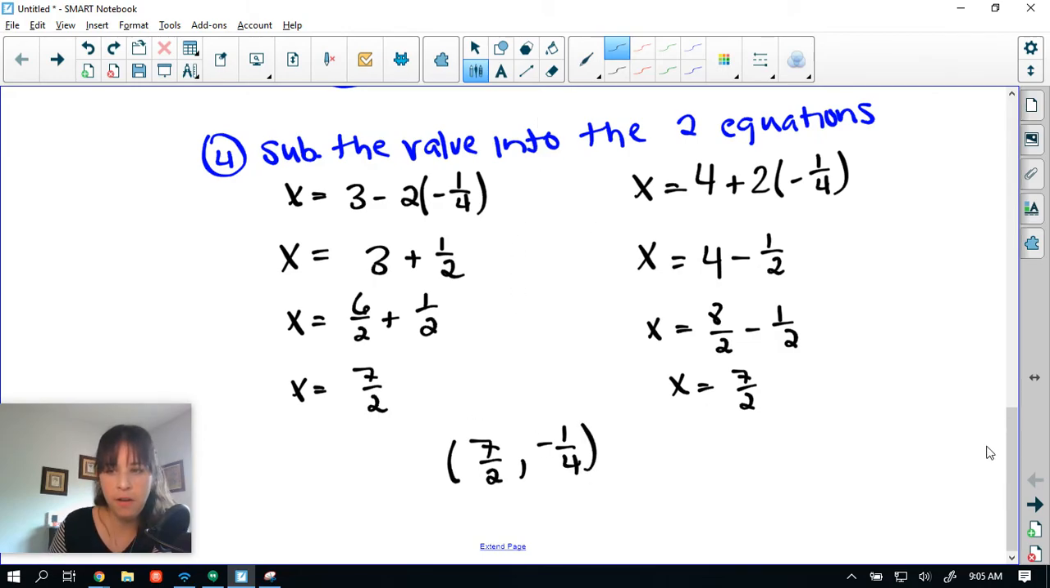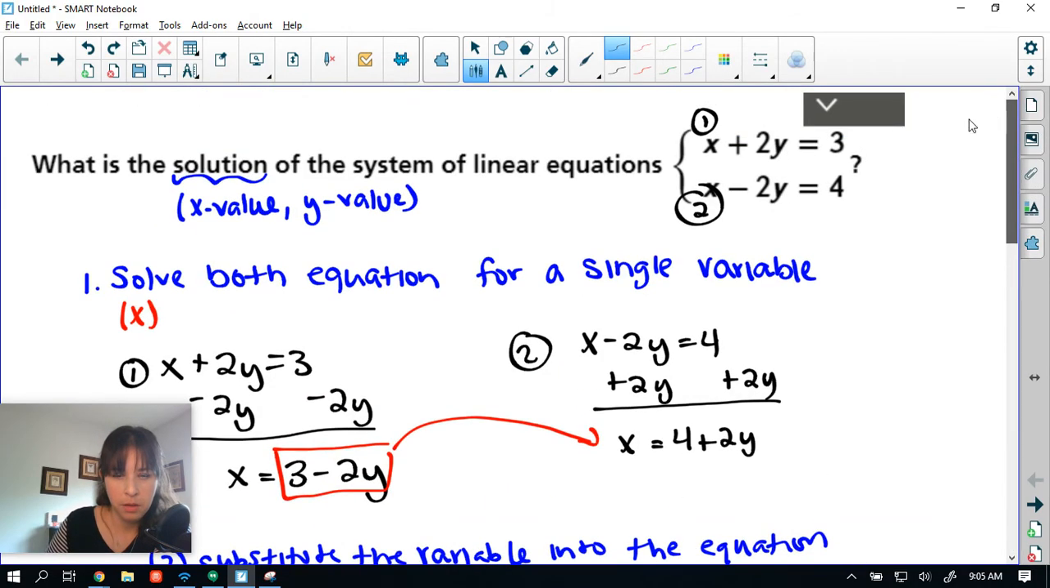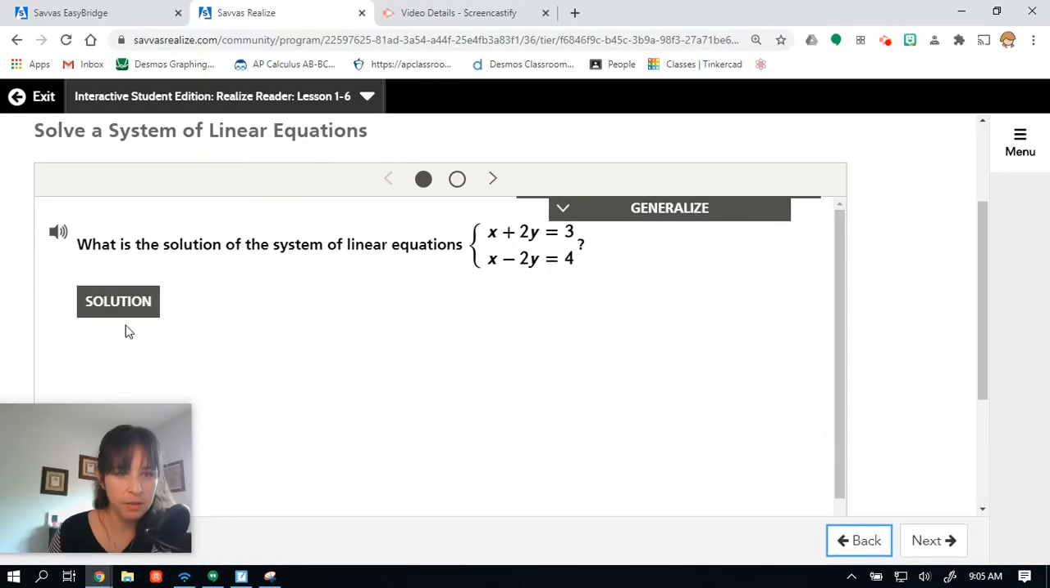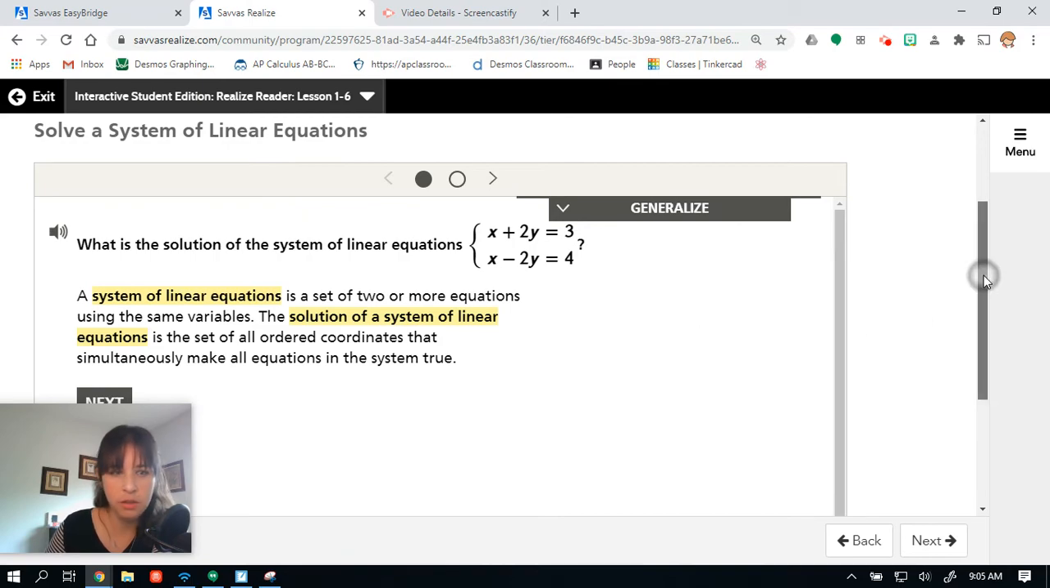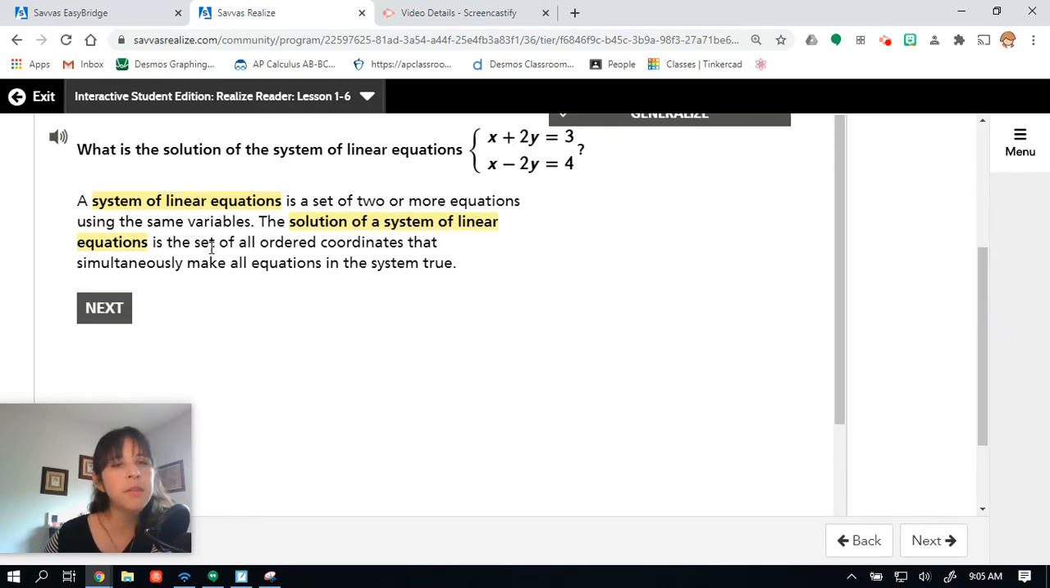So if I were to graph these two, they would intersect at 7/2, negative 1/4. And this shows us in here, they show us, so we're doing a system of linear equations. A system of linear equations is a set of two or more equations using the same variables. The solution of a system of linear equations is the set of all ordered coordinates that simultaneously make the equations in the system true. So I would take a moment, pause the video, and I would write this down.